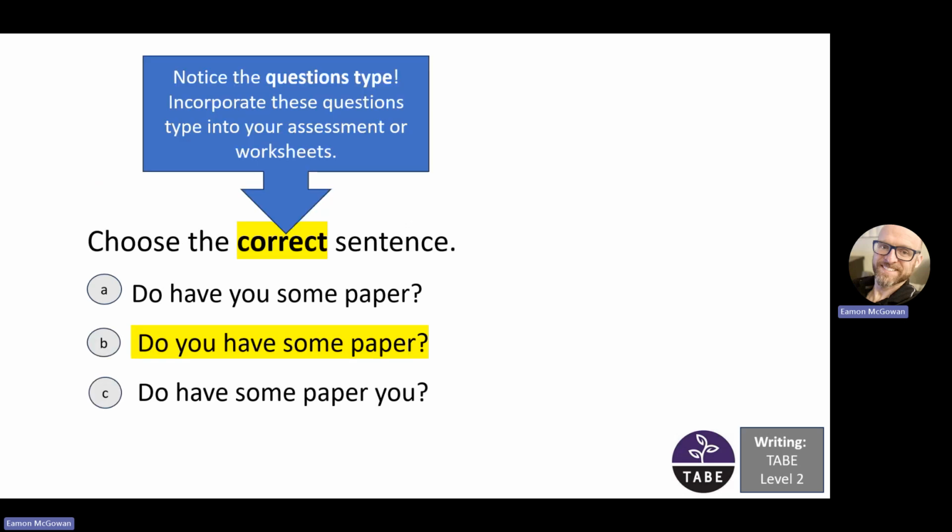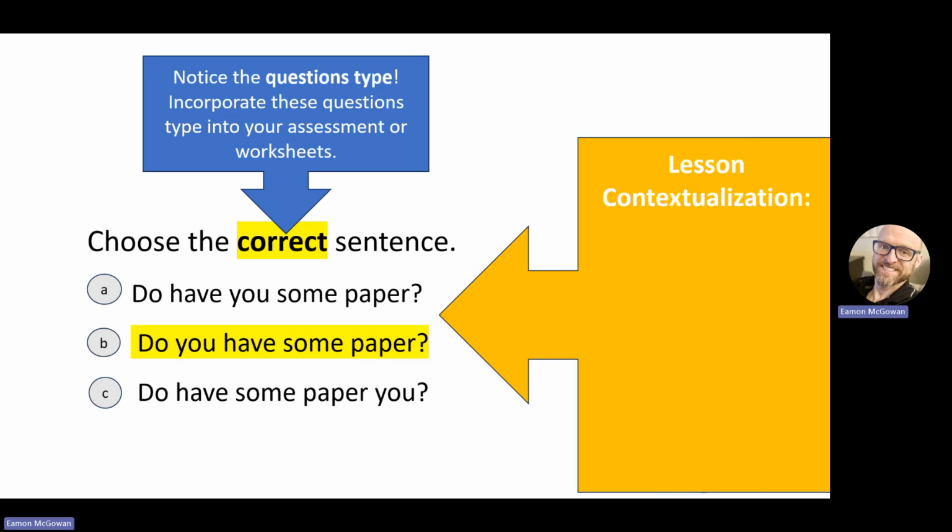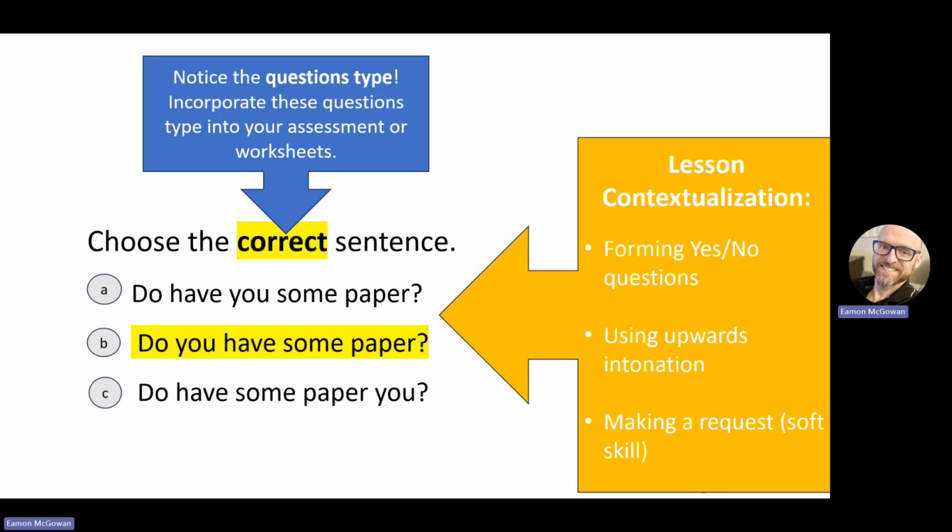But notice the question types, right? Choose the correct answer. I try to incorporate these question types into my grammar tests, like choose the correct sentence or choose the sentence that's not correct. Lesson contextualization, right? This is forming yes/no questions. You have this already in the curriculum. Using upwards intonation, that's also in the curriculum. Making a request is in the curriculum and a great soft skill. So you can see you're already teaching this, right?